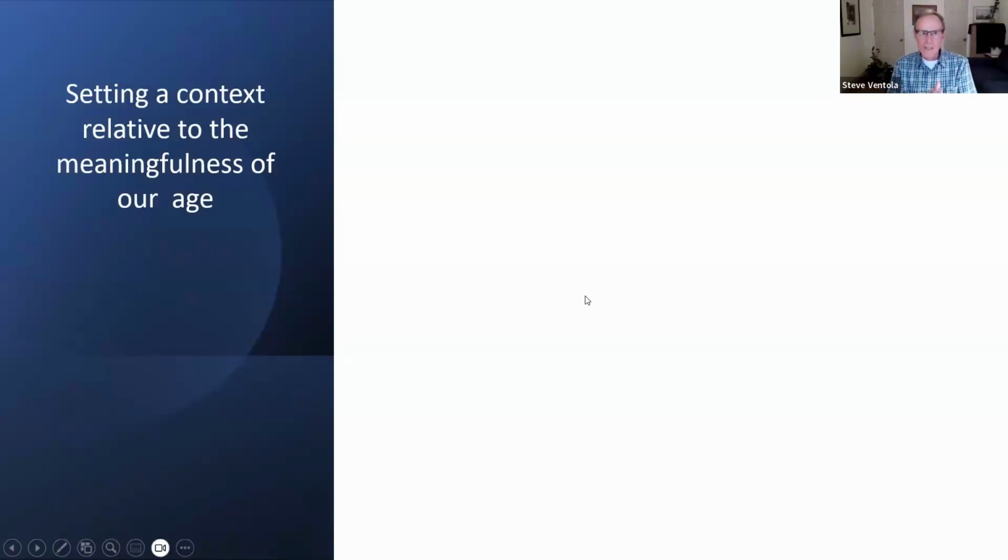Okay, so I'm going to set a context relative to the meaningfulness of our age. So I need to have a little preamble so we're on the same page in terms of setting a context relative to the meaningfulness of our age. So just kind of flow along with me in this respect.